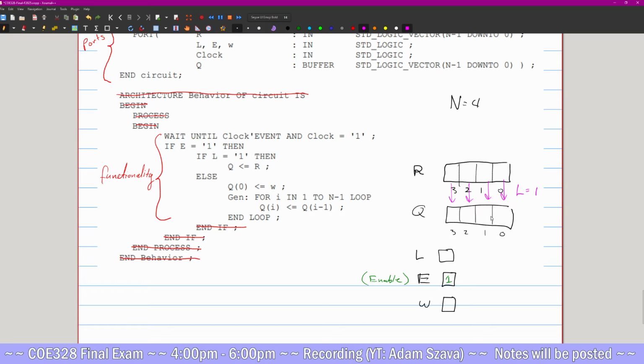If L is 0, then what happens? Then Q0 becomes W. So let me use a different color here, right? This is if L is 0. Q0 becomes W. And we're splitting this between 0 and 1, right? Maybe this is like a control signal, 0, 1.